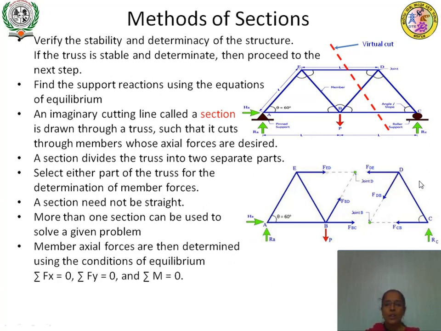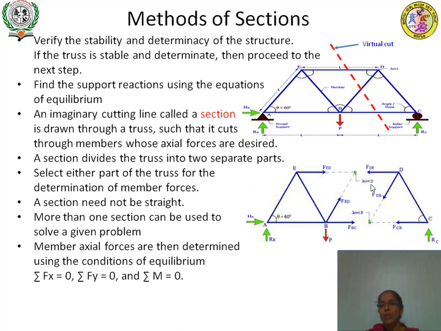So as I already told, this forms a non-concurrent force system. Therefore, the member axial forces can be found by using the conditions of equilibrium, that is sigma fx equals 0, fy equals 0 and sigma m equals 0. So three unknowns, three equations are there. So maximum unknowns are 3. Only a maximum of 3 unknowns can be there.